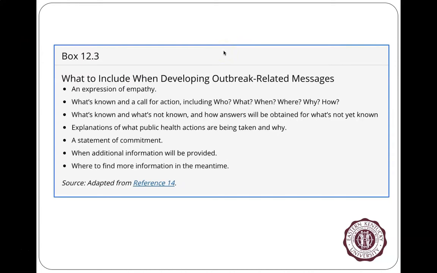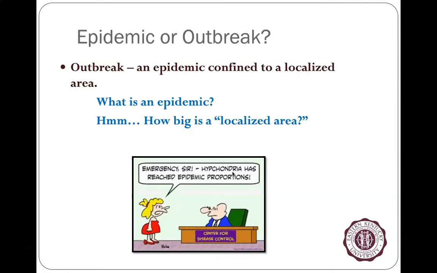So what should that public information officer be speaking about? They need to have the empathy. They need to tell people what they can do, who's affected, what, when, where, how, and all that stuff. They need to tell people what's known, and they also need to communicate uncertainty. They need to provide explanations on why the public health actions are being taken. They need to demonstrate their commitment and say it. They need to indicate that additional information will continue to be provided, and they need to provide people an outlet for finding more information as it's developed.